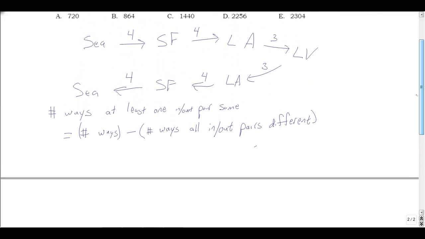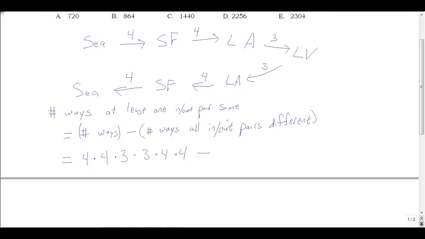And so what we're going to get when we do that, total number of ways we can do this, well, it's just going to be 4, 4, 3, 3, 4, 4. It's going to be a straight multiply. 4 options for the first, then 4 for the second. Can still do anything. LA to Las Vegas, back to LA, back to San Francisco, back to Seattle. So that's the total number of ways that we can do this, paying no attention to sort of matching or not matching in and out routes.